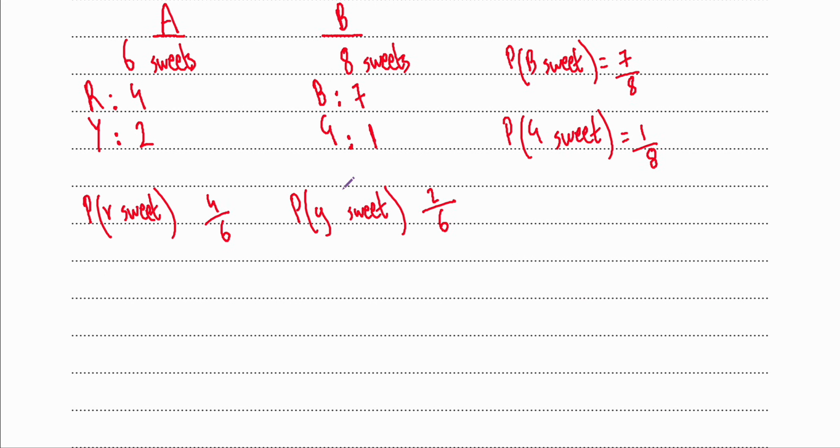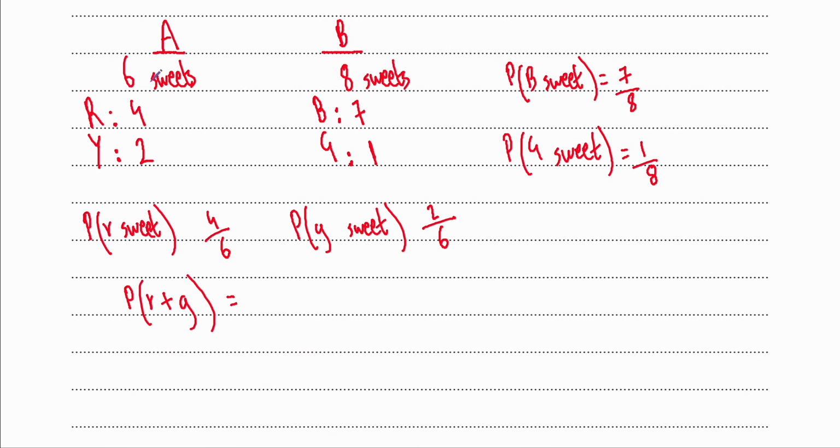Okay, now something interesting. What if I say, what's the probability of picking a red sweet and a green sweet? So what does that mean? That means I'm gonna have 2 bags, right? So I'm gonna pick a red sweet first, so that's 4/6. And then I'm also gonna pick a green sweet, and that's 1/8. So whenever you see "and," you should think about multiplying the probability. So this is multiplication. You would do 4/6 times 1/8, and you'd end up getting 4/48. So that's the probability of picking a red sweet and a green sweet.